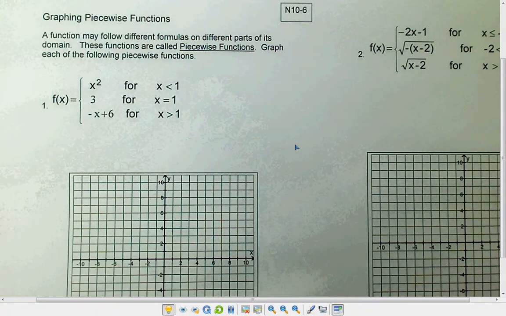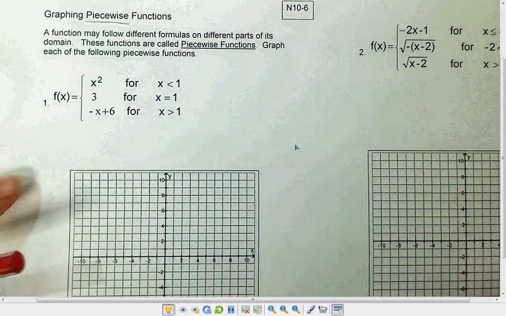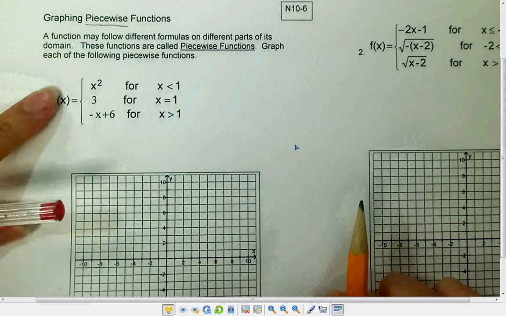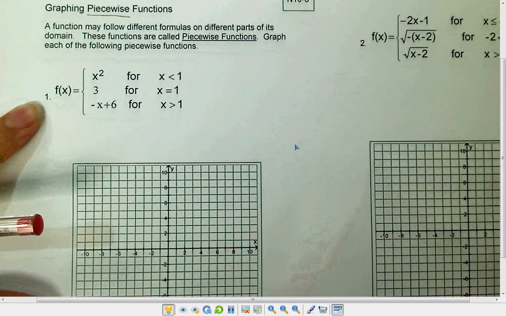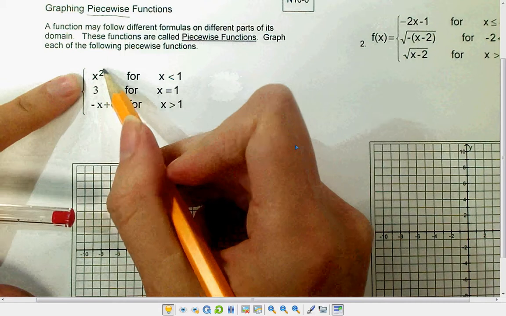We're going to learn how to graph piecewise functions. So piecewise functions are just graphs that are made up of pieces of a whole bunch of different functions. So let's take a look at number 1. We're going to start off with this first one, which is x squared. So we're first just going to graph this.